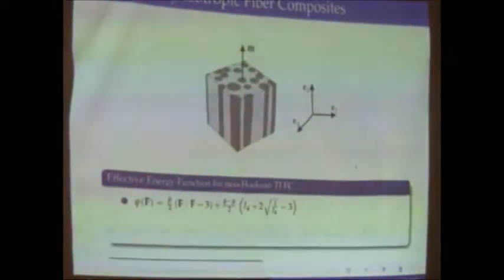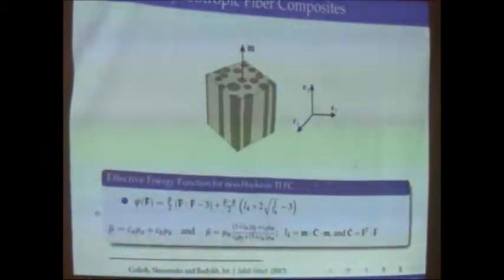So we've also done some work on fiber composites in 3D, and basically the analysis goes along the lines of what we've done for laminates. Again, we can construct an effective energy function, and everything is in terms of the actual microstructure parameters, volume fractions, and the properties of the fibers and of the matrix. So, again, we don't do any fitting here.